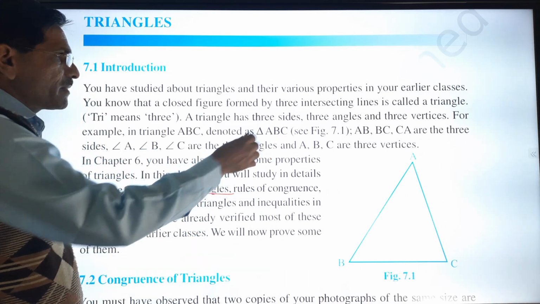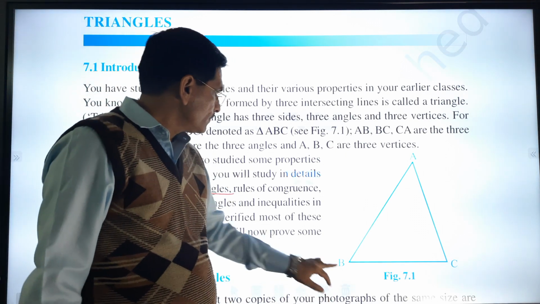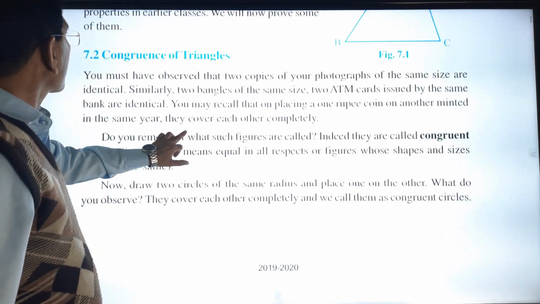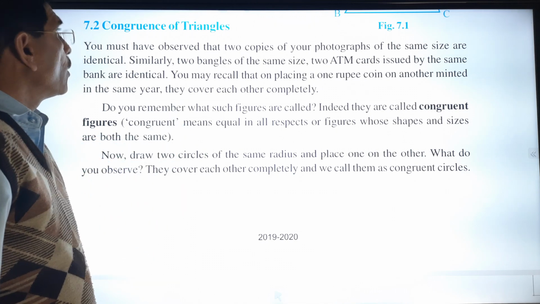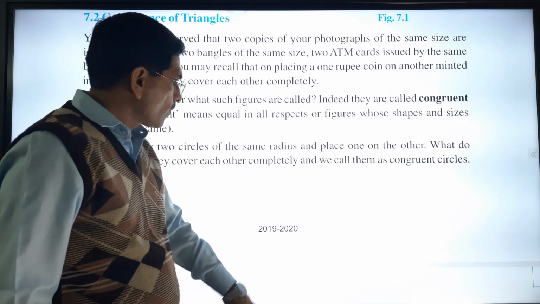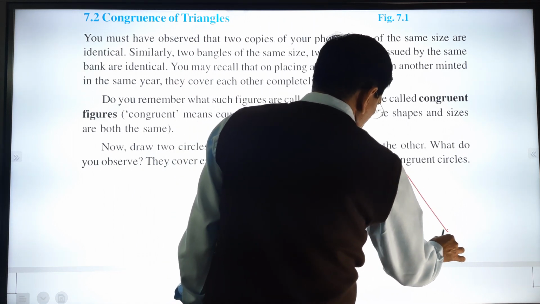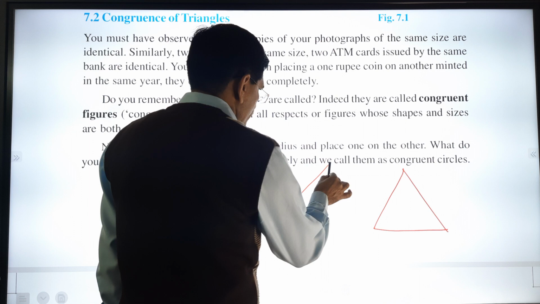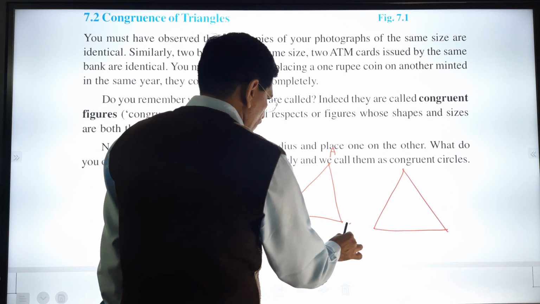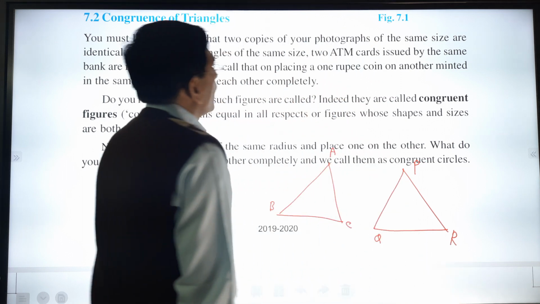First we have to understand the explanation of the triangle. Now we go for the congruence of triangles. We are discussing the congruence of triangles, so we have to draw one figure here. Here P, Q and R.